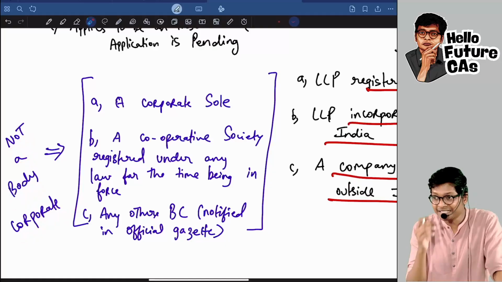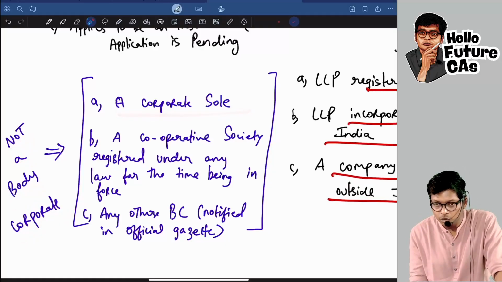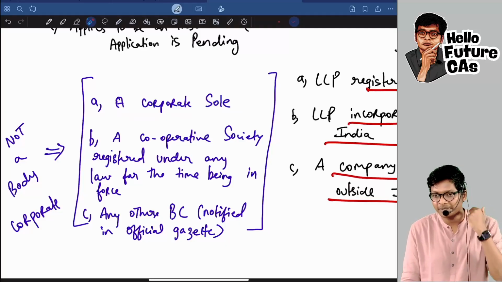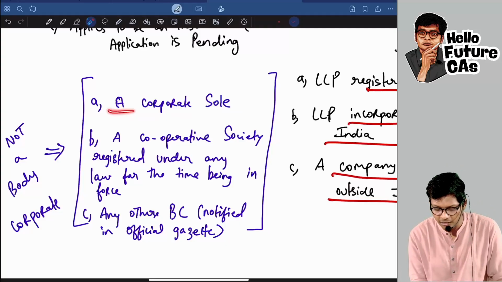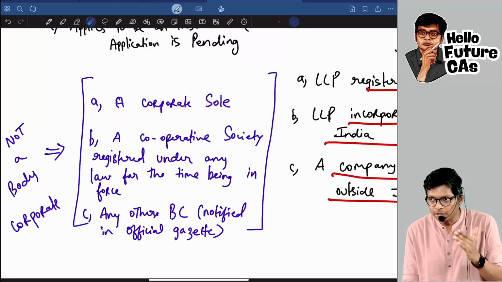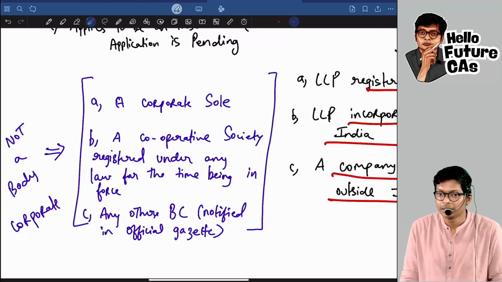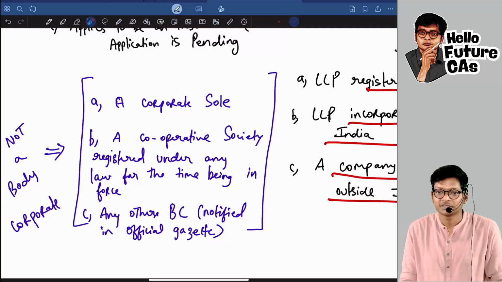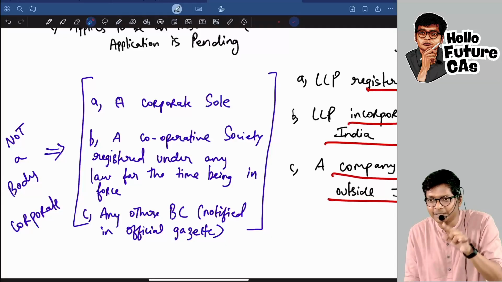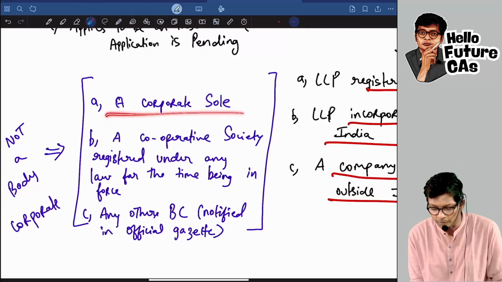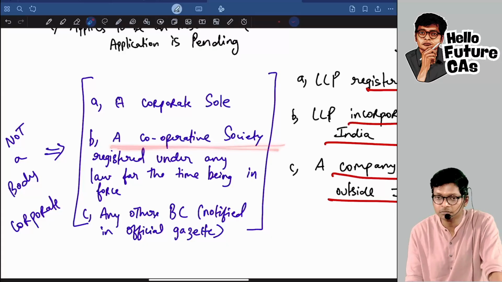They have given three things in the material as not a body corporate. One is a corporation sole, for example, LIC. Are you following? Something which is incorporated by a special Act. Banking, the RBI Act. Are you getting it, guys? Because they are not incorporated under the LLP Act or the Companies Act. So, a corporation sole.